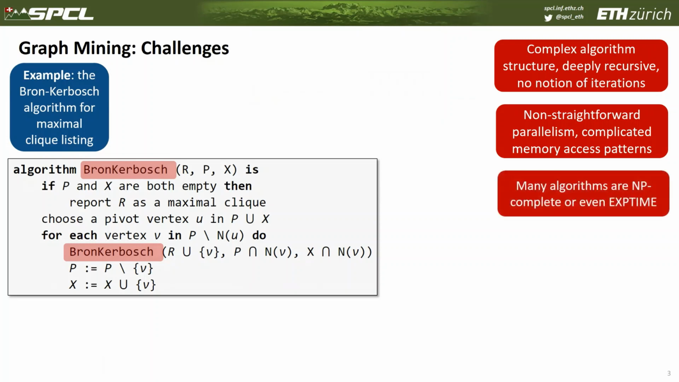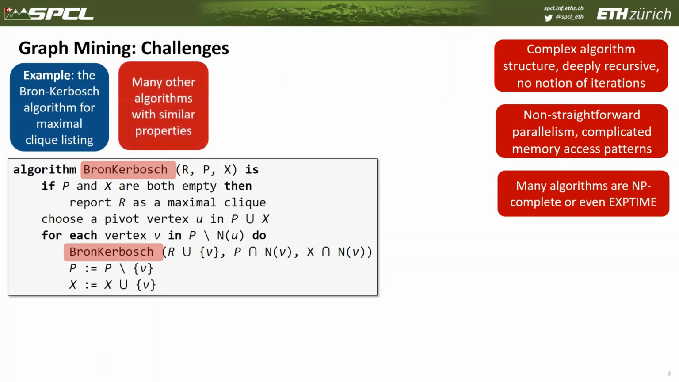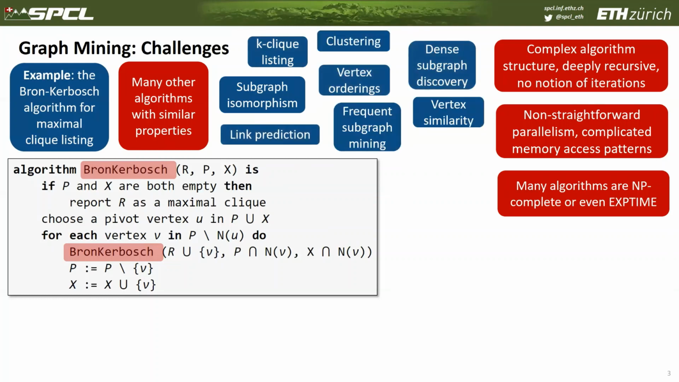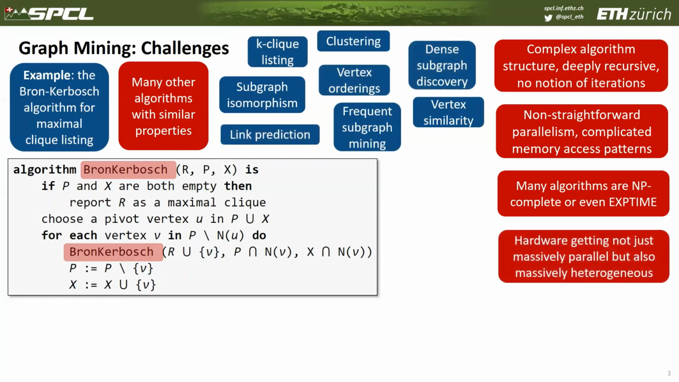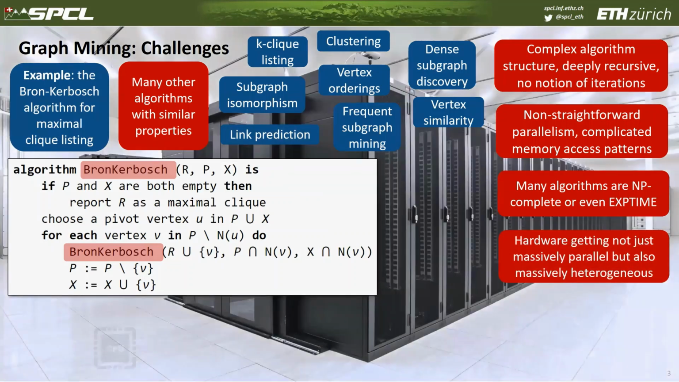Then many of these algorithms are computationally hard, and also we have not just clique enumeration and Bron-Kerbosch, but many other problems and schemes for solving these problems that come with similar challenges. Finally, our hardware is getting more complicated, not only in terms of being massively parallel, but also quite heterogeneous.